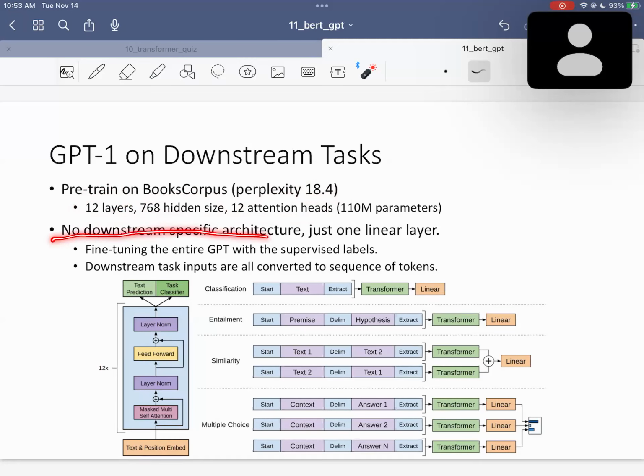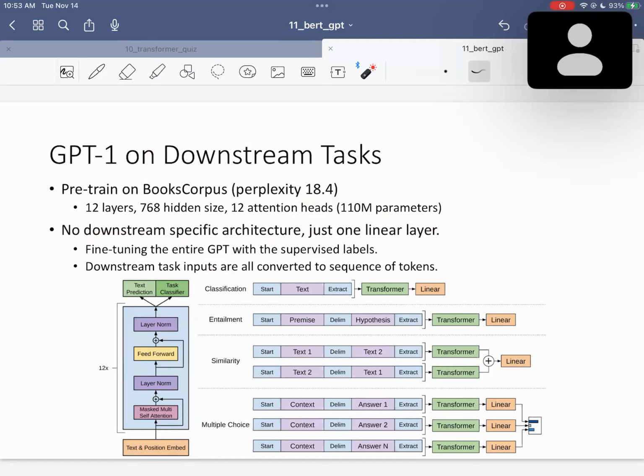And now we don't have any downstream specific architecture, unlike ELMo, where you had to have a downstream specific layer on top of ELMo. In GPT-1, you don't need any downstream specific layer anymore. It's just one linear layer for any task, for classification, for entailment, which uses 2 sentences, and similarity, again, using 2 sentences. This is multi-choice, so you need n choices. And in all those cases, they only needed one linear layer on top of GPT-1.